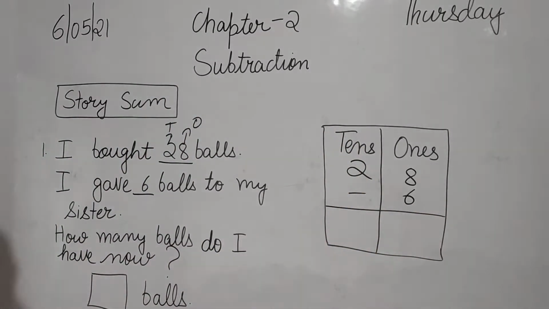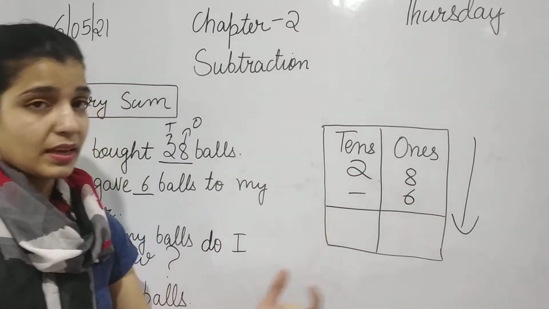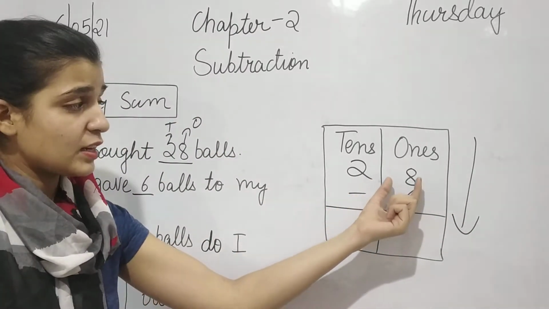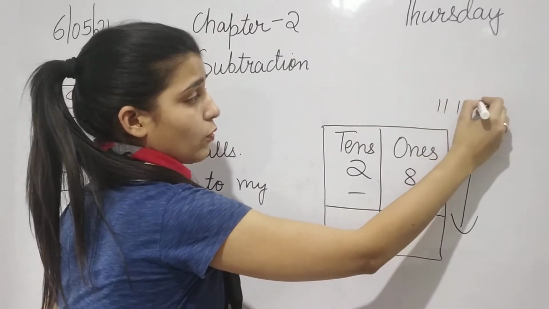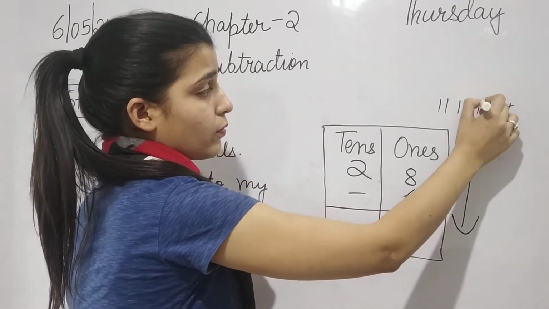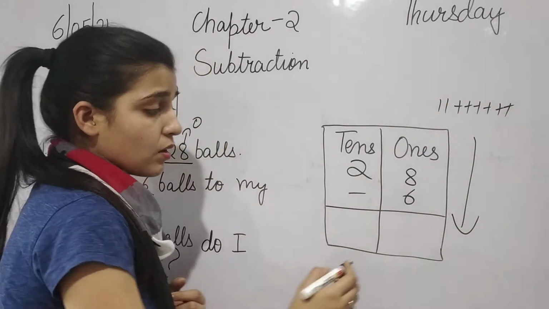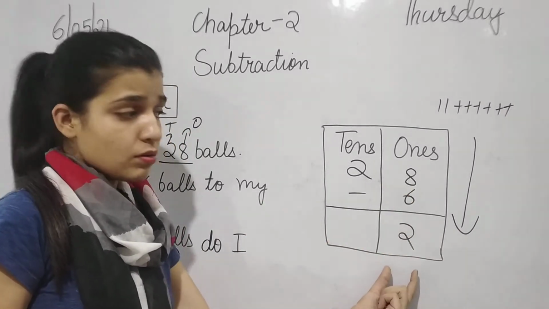Now we will subtract the ones. 8 minus 6. So out of 8 balls you will subtract 6. 8 lines now. 1, 2, 3, 4, 5, 6, 7, 8. Subtract the 6. 1, 2, 3, 4, 5, 6. How many are left now? Only 2. So after subtracting 6 from 8 we have now 2.